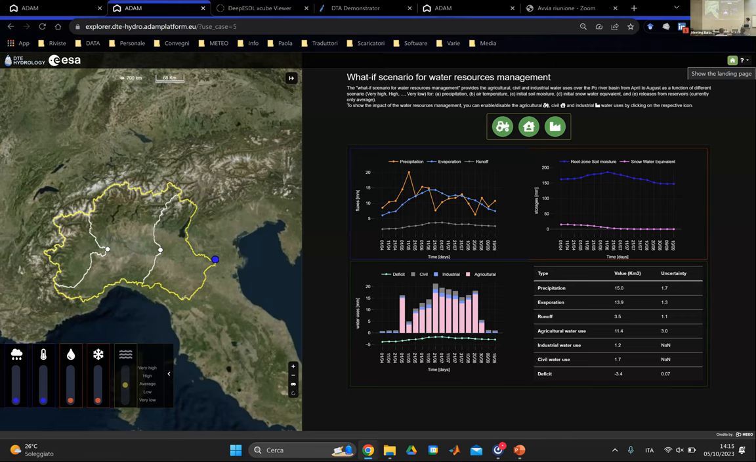So, for instance, for this default condition, we can have a deficit here that is 3.4 cubic kilometers, and the total amount of water used is around 20 cubic kilometers, so 3 is around 15%.